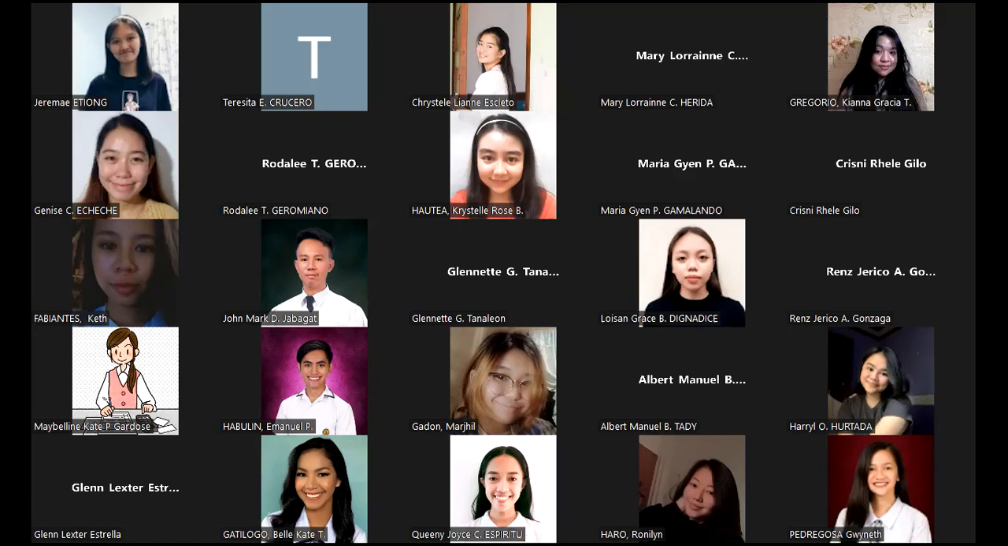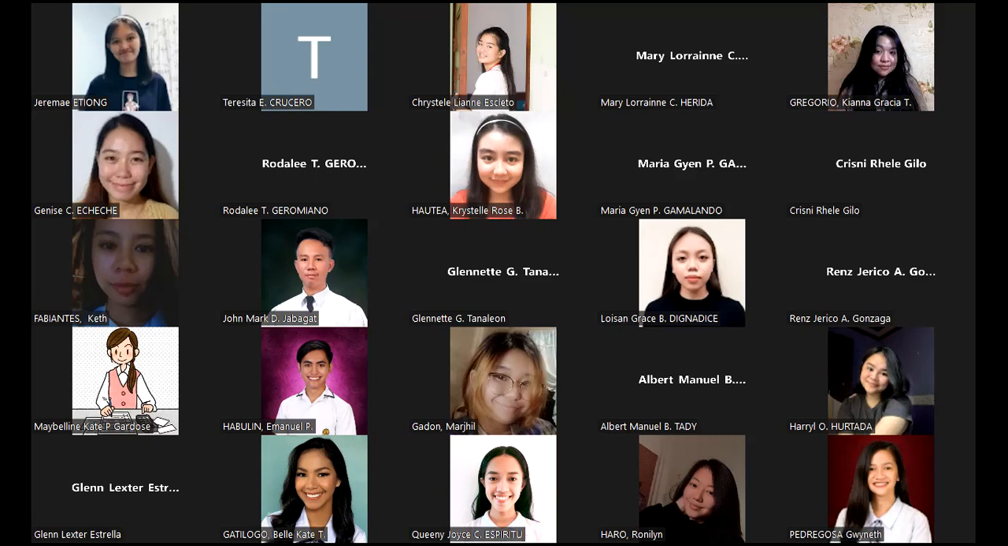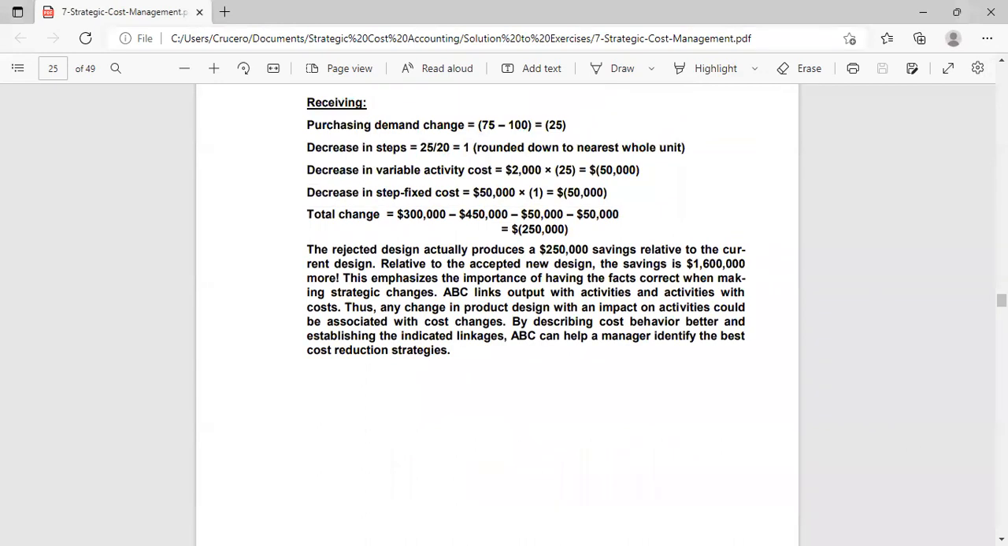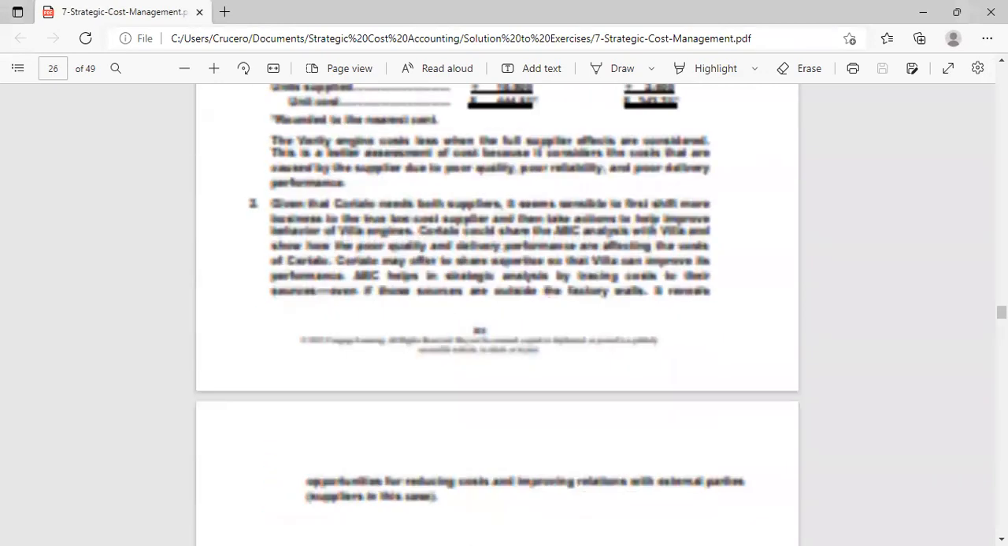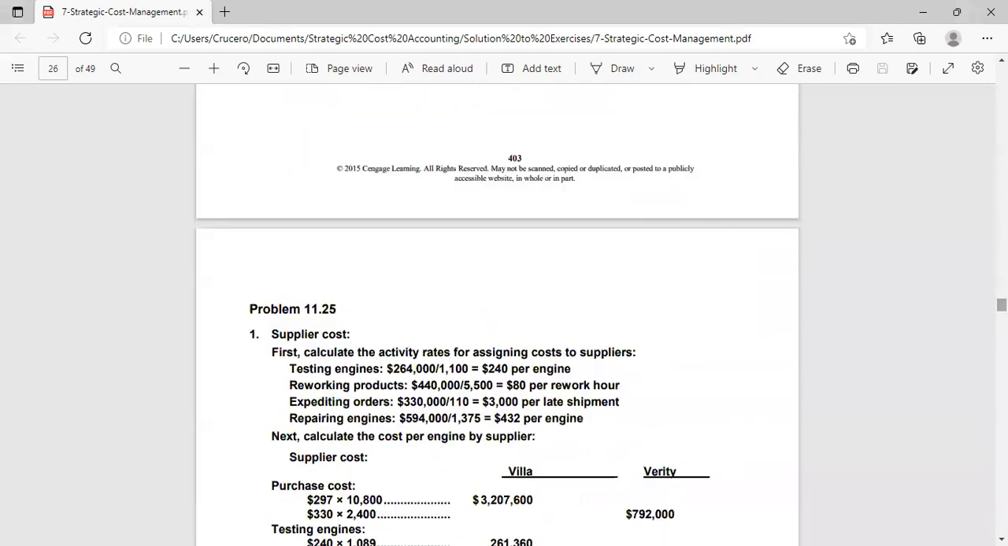Okay, with problem 7-27, internal and external linkages, strategic cost management. Now required in number 1, compute the total savings possible as reflected by Kate's handout. Assume that resource spending is reduced where possible. So we have now the parties involved here.